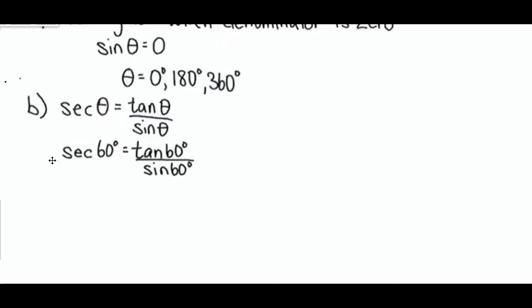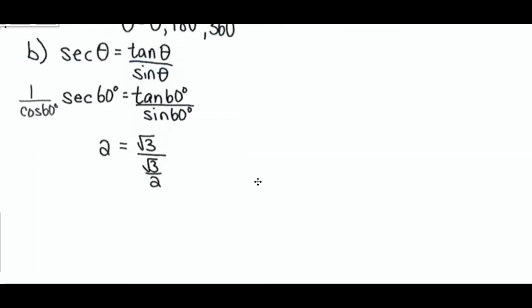Now, secant of 60 degrees is equal to 1 over cosine of 60 degrees. Cosine of 60 is 1/2, so the reciprocal of that gives me 2. On the right-hand side, tan 60 degrees is root 3, and sine 60 degrees is root 3 over 2. These come from my exact values chart, so I'm just using that chart to grab those values.